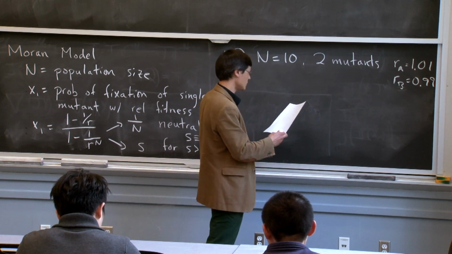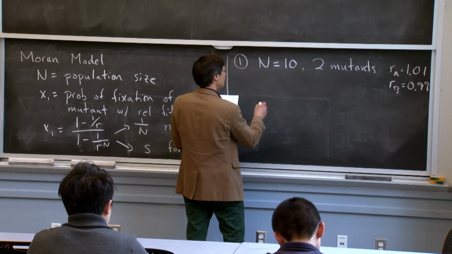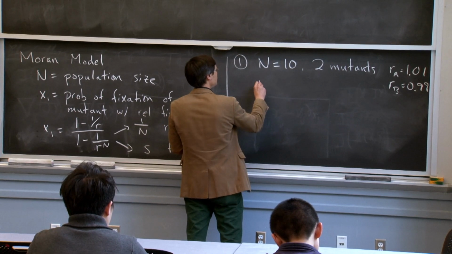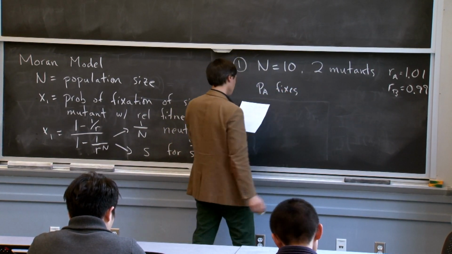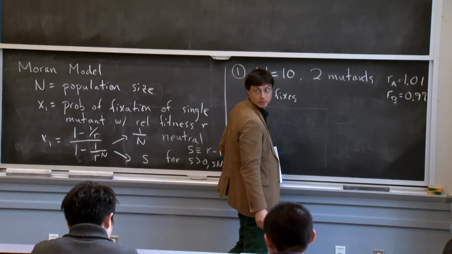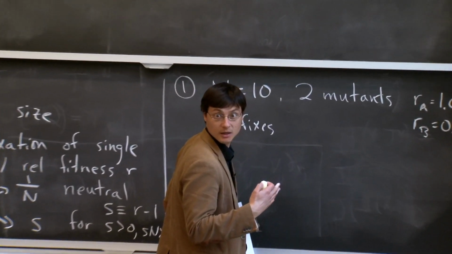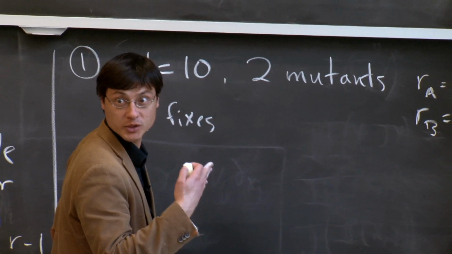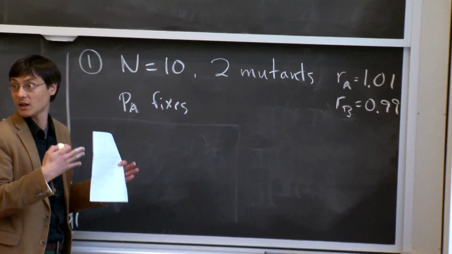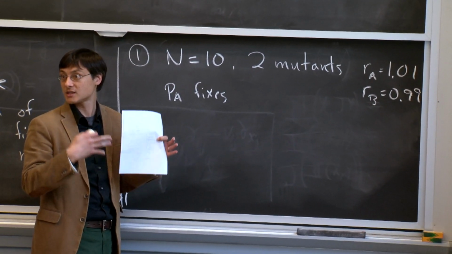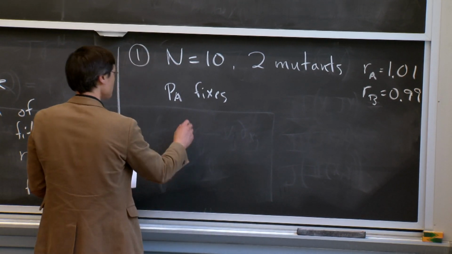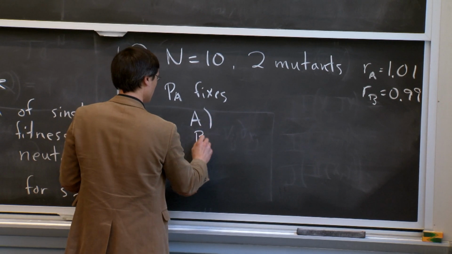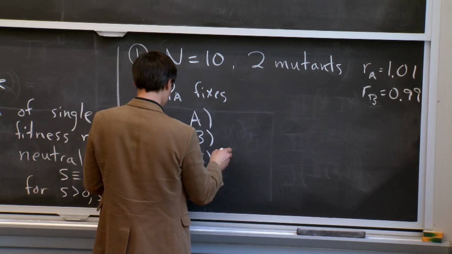And so the question is, what is the probability that A fixes? All right, takes over the population, reaches number of A individuals equal to 10. At that stage, we're not allowing for any new mutations here, so that's the end of the dynamics. Yeah? So you can start thinking about it, and I will give some options here.